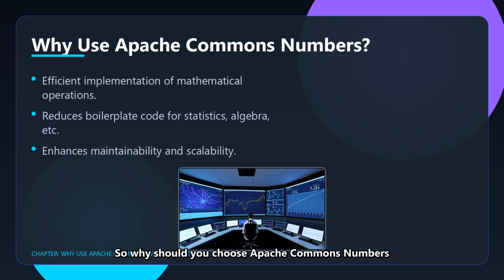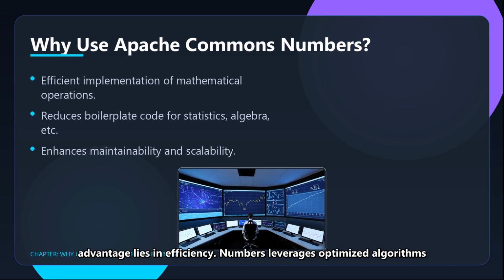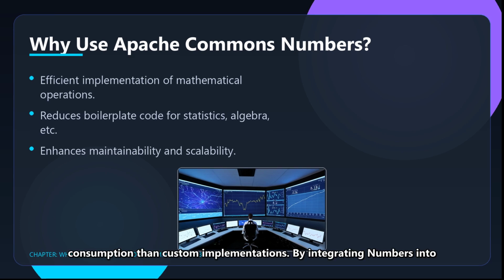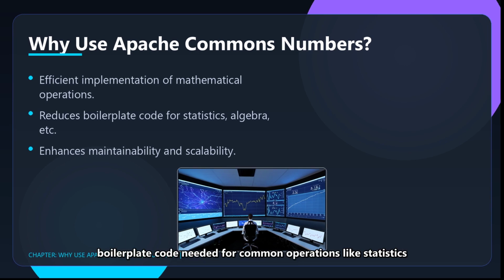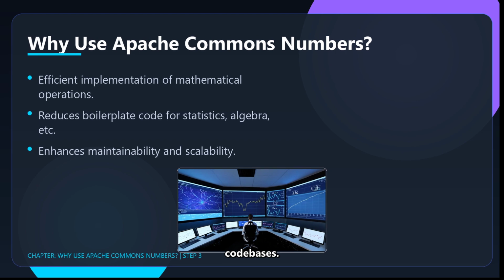So why should you choose Apache Commons Numbers over writing your own mathematical functions? The primary advantage lies in efficiency. Numbers leverages optimized algorithms to perform calculations faster and with less resource consumption than custom implementations. By integrating Numbers into your projects, you can reduce the amount of boilerplate code needed for common operations like statistics or linear algebra, leading to cleaner, more maintainable code bases.